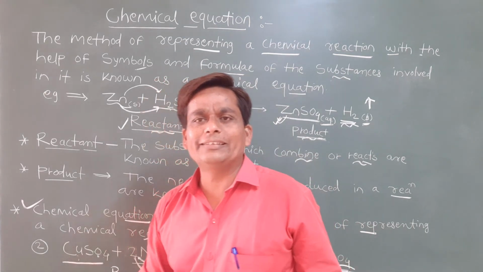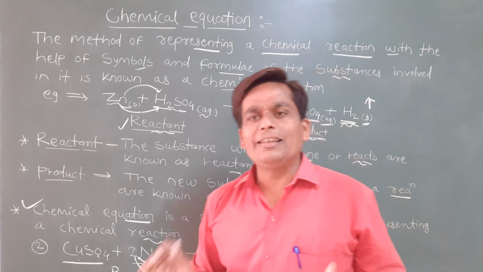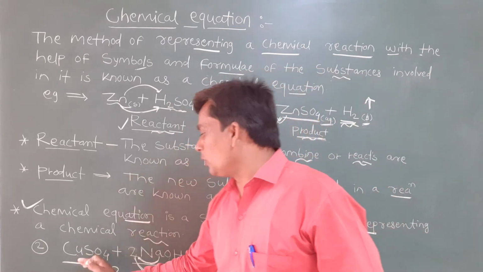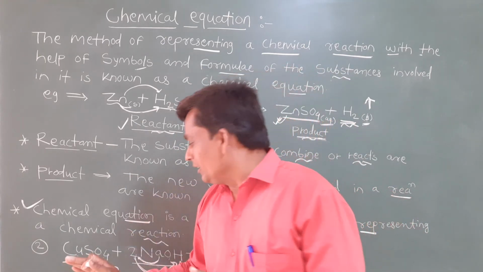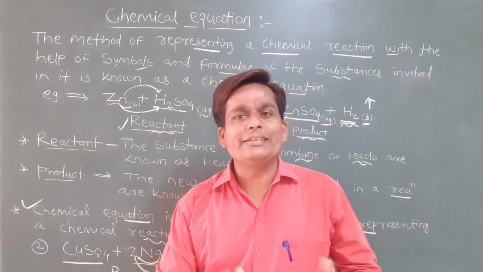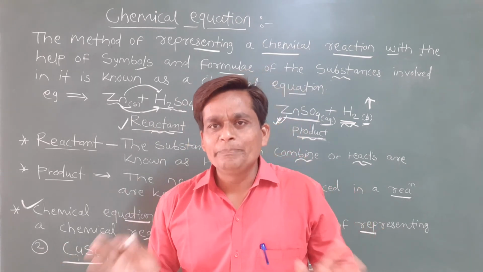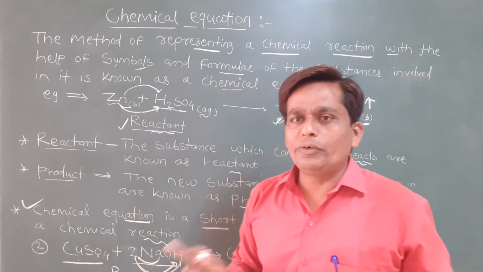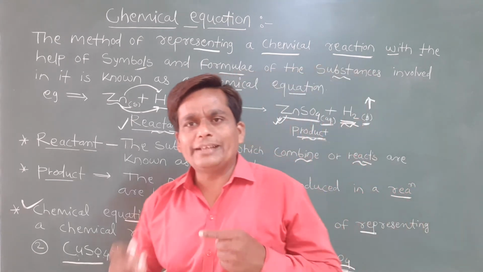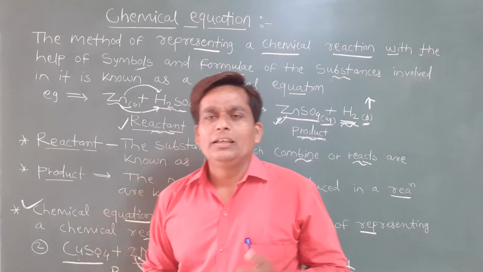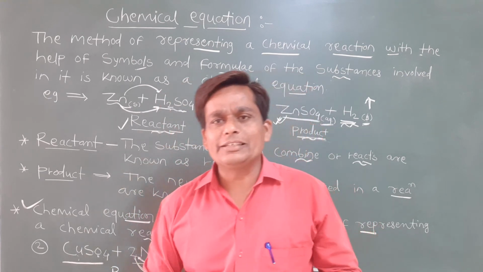In this way we can check whether a given reaction is balanced or unbalanced. Very simple. From the reactant and product sides you can check the elements. If both sides have the same elements in equal numbers, it is a balanced equation. Now clear students? In the next video we will discuss balanced and unbalanced equations.